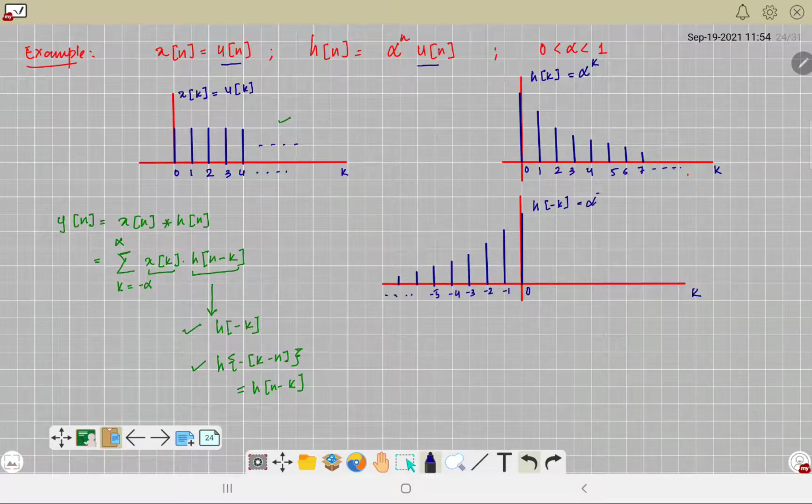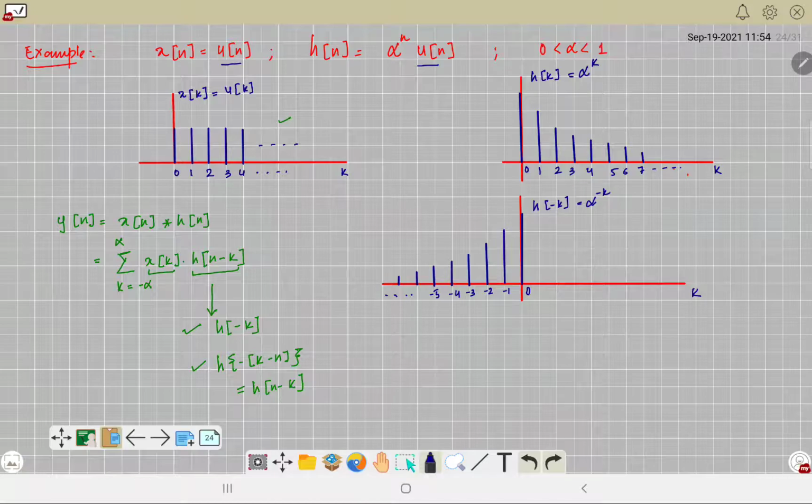So it will be actually alpha minus k. You are replacing k by minus k. So this is the actual mathematical representation. This is how we do it graphically. Fine. Then I have to perform shifting by n units. Fine. Now it depends आपका n का value क्या है.